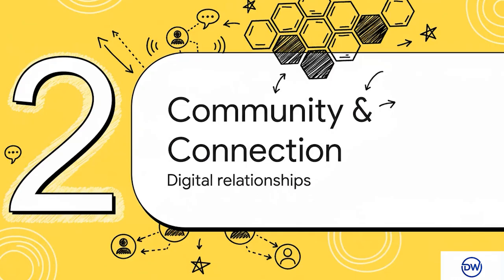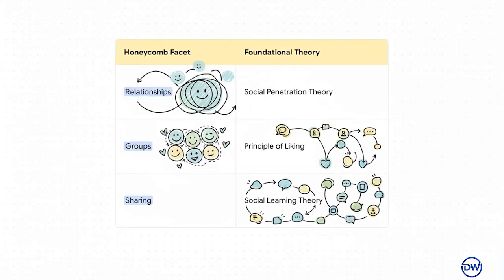All right, so we've covered the self. Now let's move to the next part of the honeycomb and see how everything builds from there. Now we're going to look at how we connect with other people, the real architecture of our digital social lives. And you guessed it, the pattern continues. When we look at how we form connections, the theories line right up again. The relationships block aligns perfectly with something called social penetration theory. Groups run on the principle of liking, and sharing is like a textbook case of social learning theory. It's wild how well it all fits.